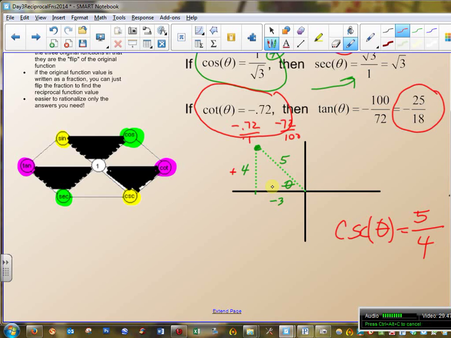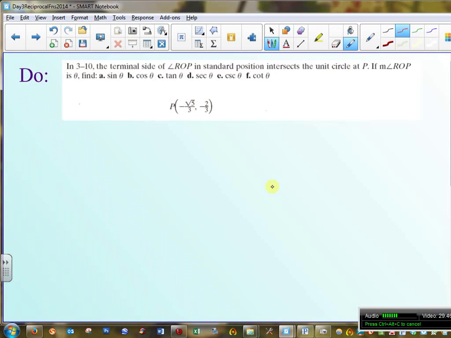So let's do 3 examples from the homework page for tomorrow. We have terminal side of angle ROP in a standard position intersecting a unit circle.